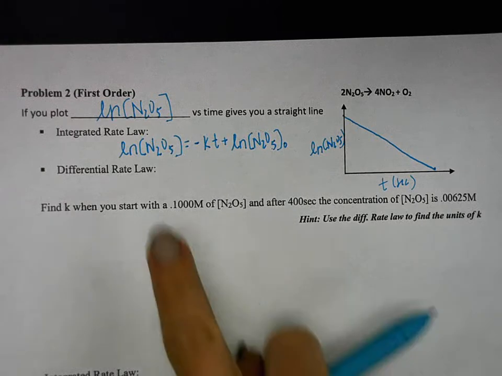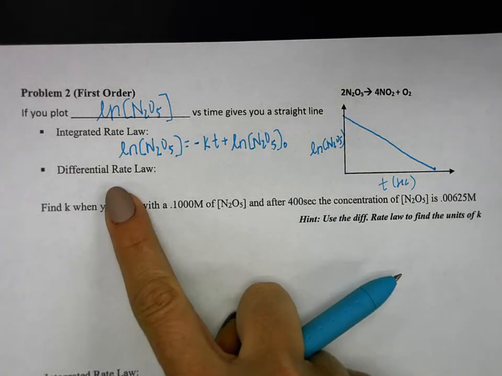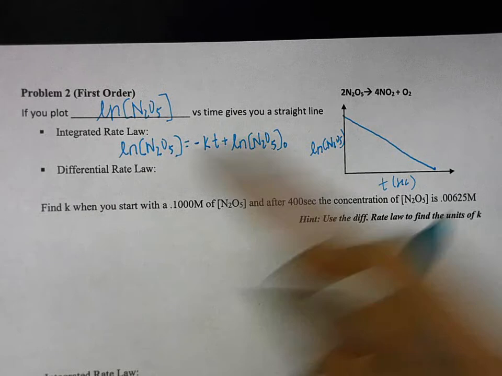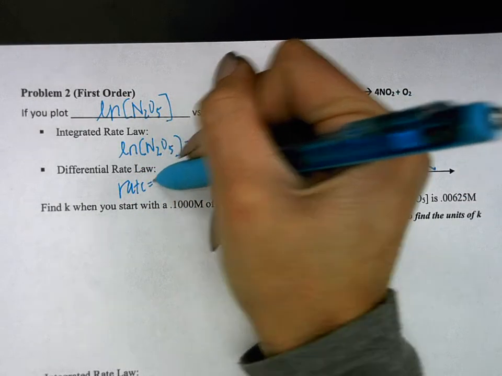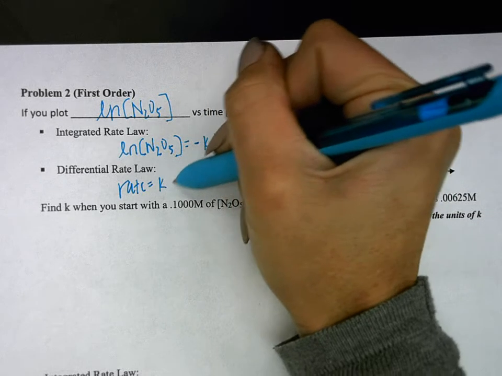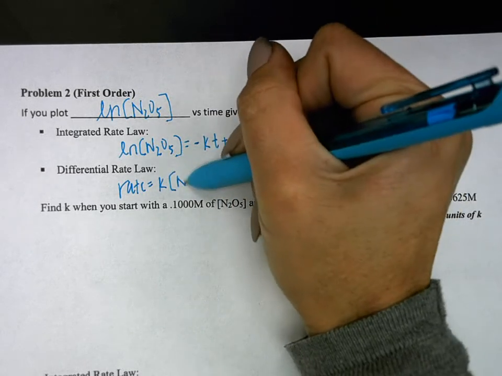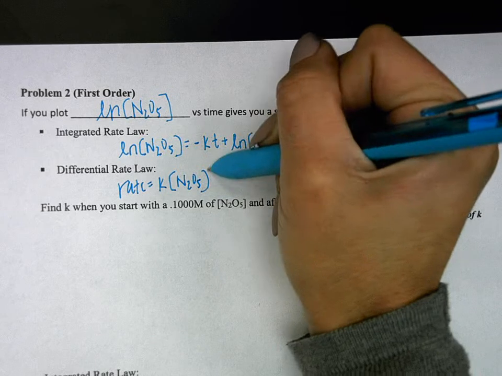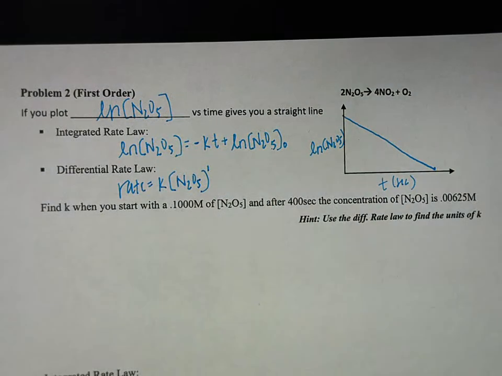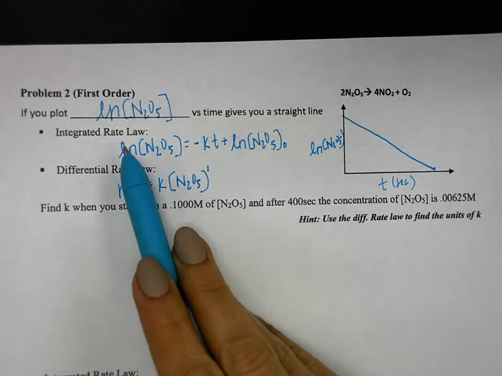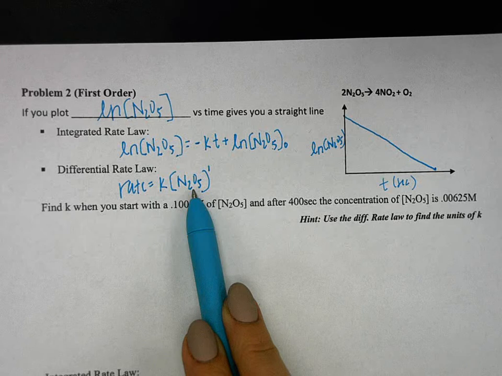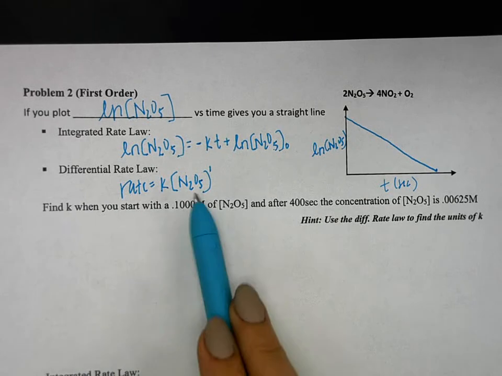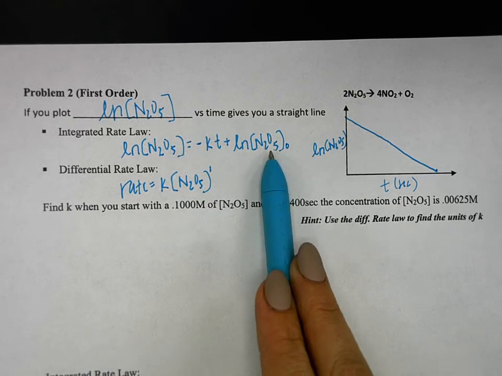Okay, and then our differential rate law, remember, is not time dependent, so it is the rate equals k times N2O5 raised to the first power. So remember, time dependent, not time dependent. And this is all based off of initial concentrations. This value will change, and our initial concentration in our integrated rate law will not change.